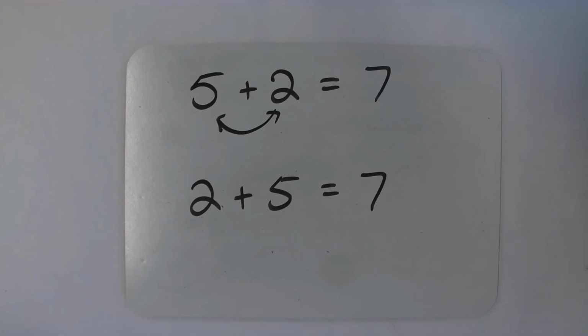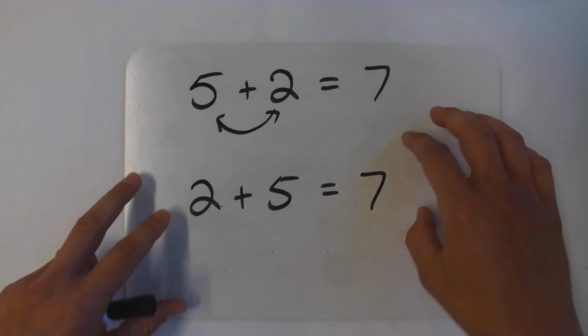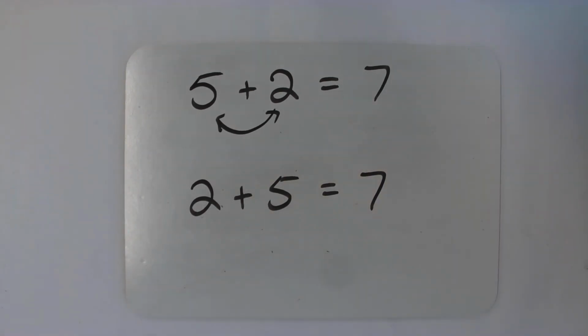Again, for the concrete model, you can just use any object. I just used those cubes. The number line is going to be a common representational model, and then our equations will just be our abstract model.